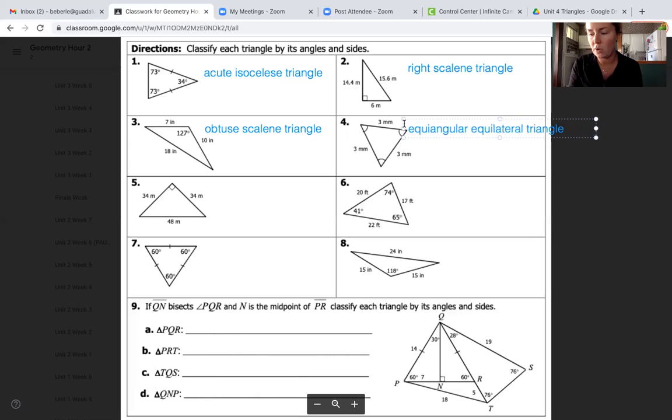All right, let's go ahead and look at question 5. What do we think? What do we notice? Yep, it's a right triangle. And what else? Yep, perfect. The right isosceles triangle. All right, question 6.